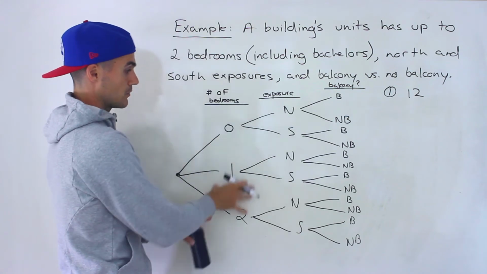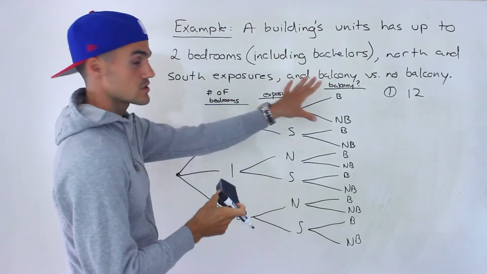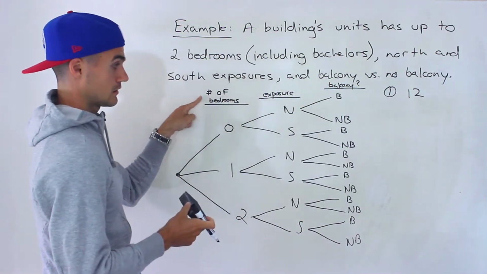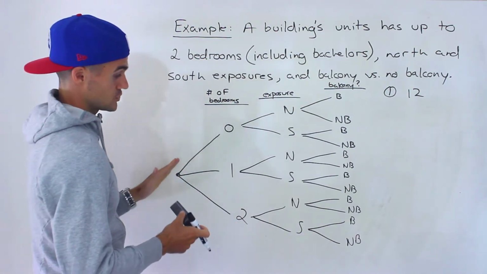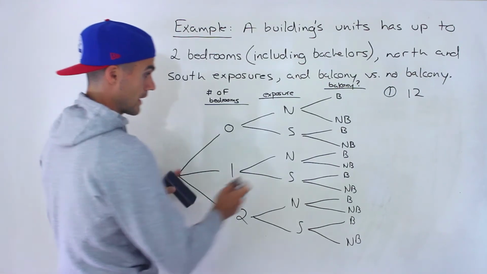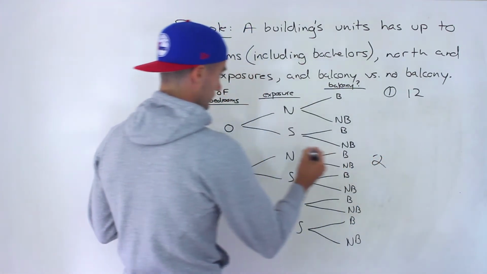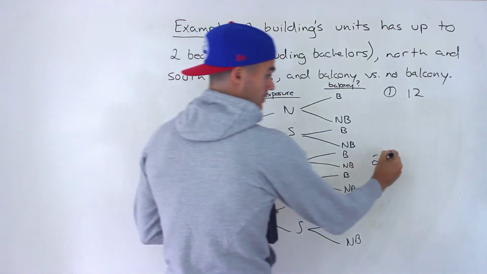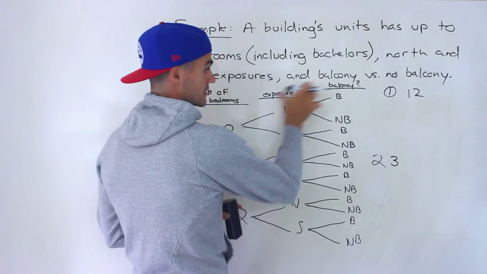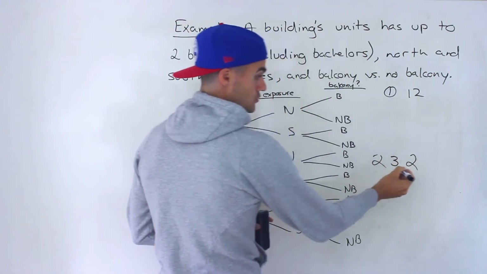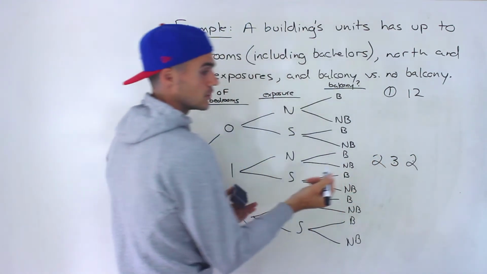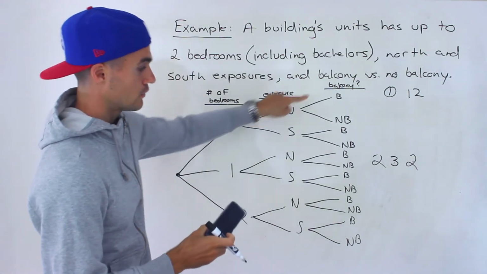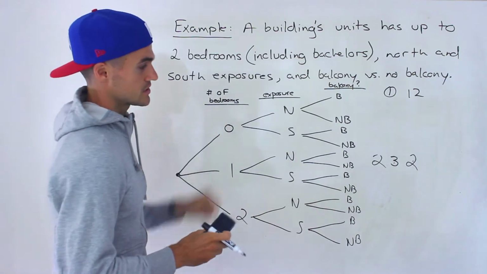So first we started with the number of bedrooms. And by the way, you can do this in different orders. So you can put the balcony here, and then you'd only have 2 branches. You'd have balcony or no balcony. So that would start with 2 branches. And then maybe you can put the number of bedrooms here in the middle. So then that would have 3 branches, and then the exposure would be at the end, so that would have 2 branches. And notice when you multiply these, you'd still get 12. So no matter which order you put these in, it doesn't matter, the final number of branches should still be 12.